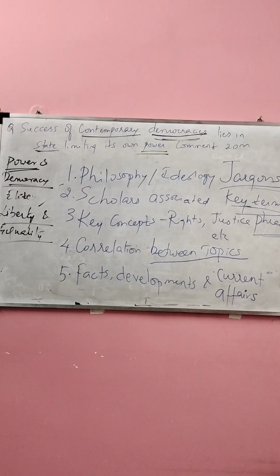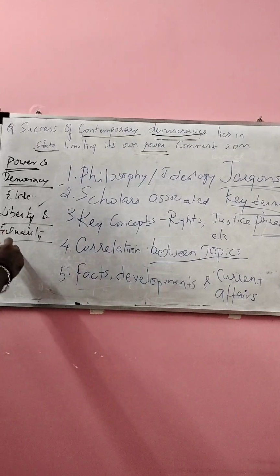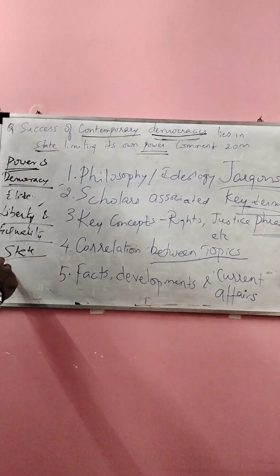Socialists like R.H. Tawney will support equality along with liberty. Conservatives will not support equality. According to conservatives, liberty and equality are contradictory principles. According to J.J. Rousseau, the state itself is the result of the will of the people. He called this as general will.